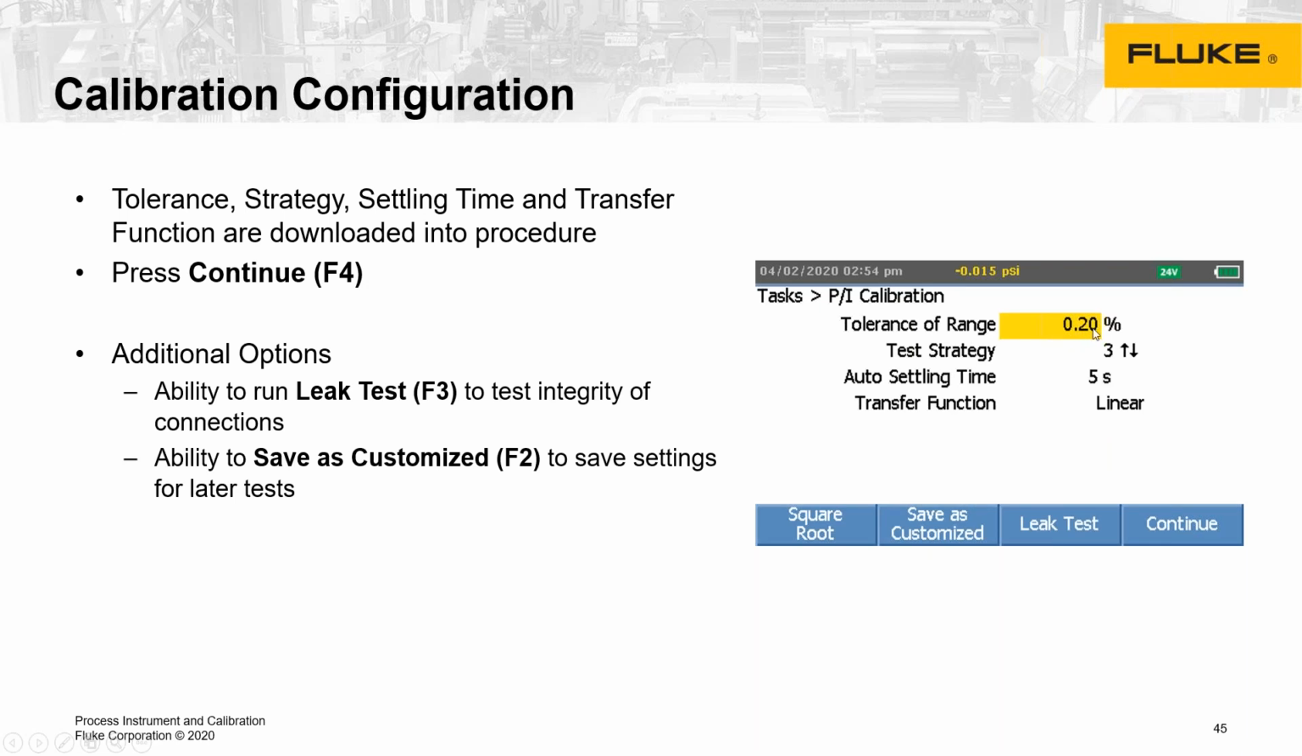It is set for a 0.2% accuracy, a 3-step up, then down calibration with an auto settling time of the internal sensor of 5 seconds, meaning it will go to a calibration set point. It will wait 5 seconds to settle, take the reading, and then move on to the next point.